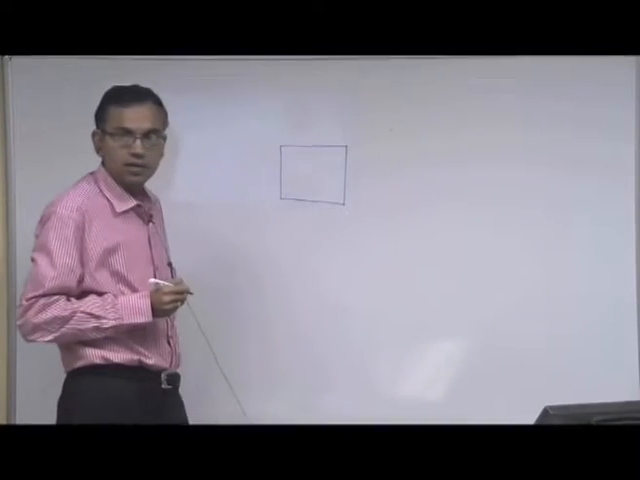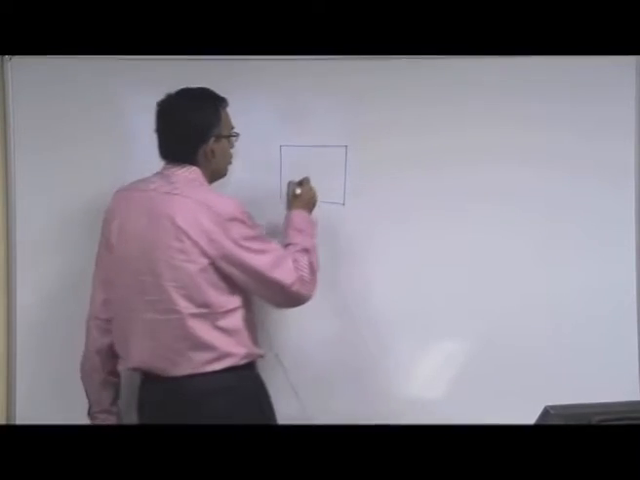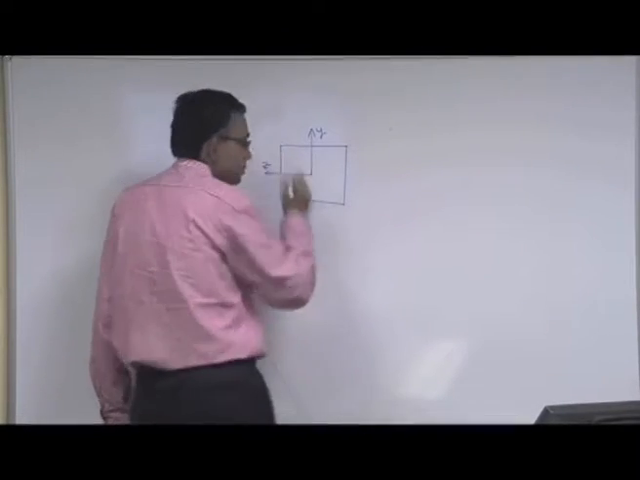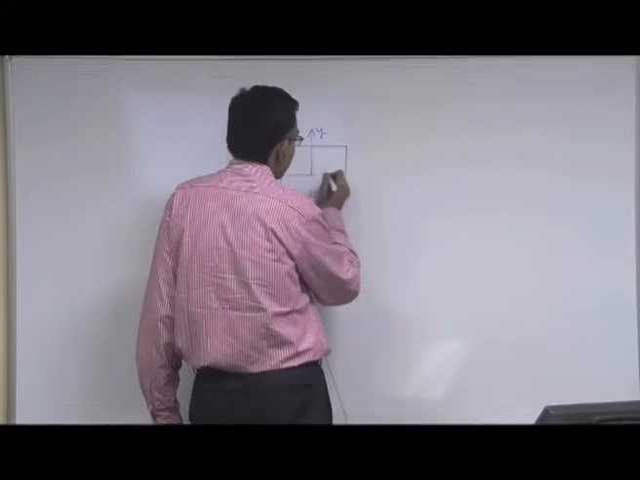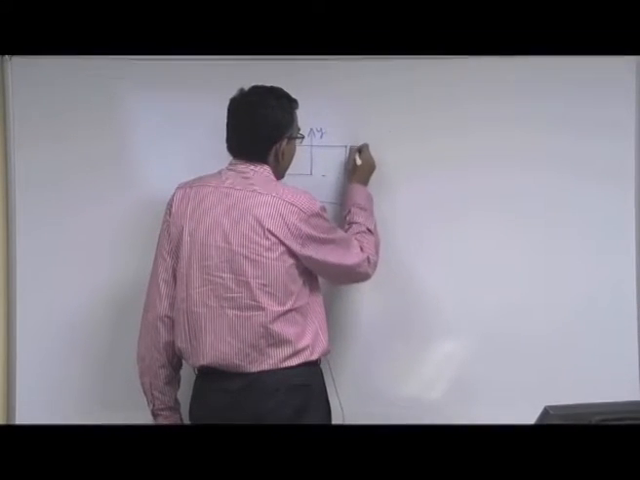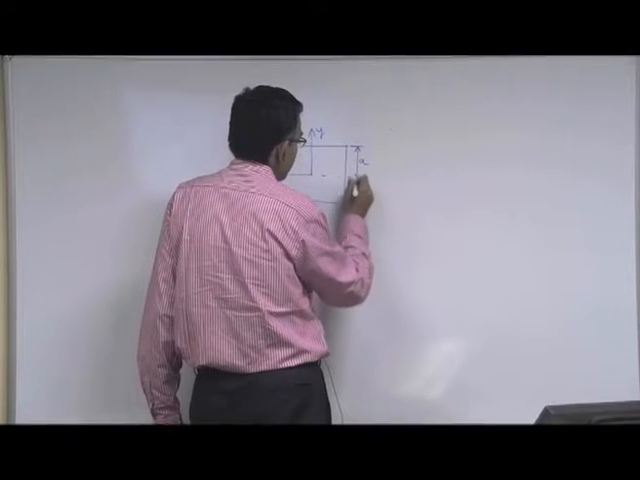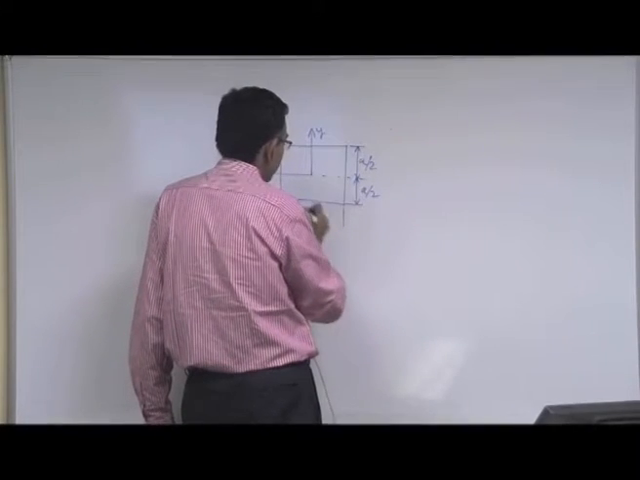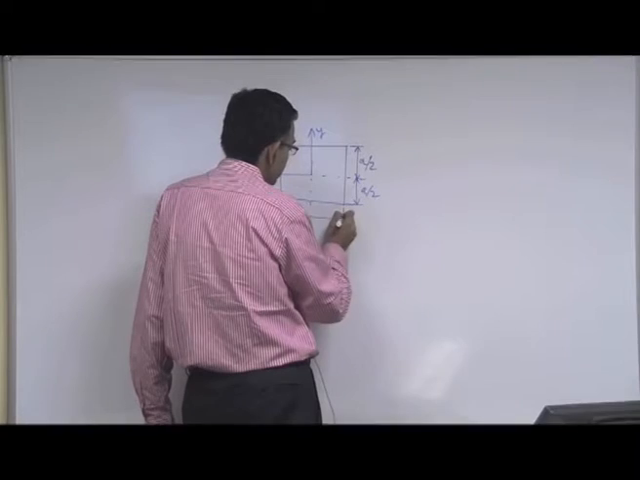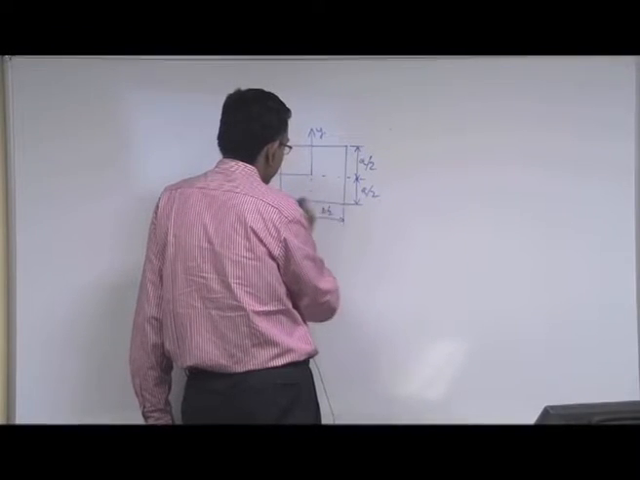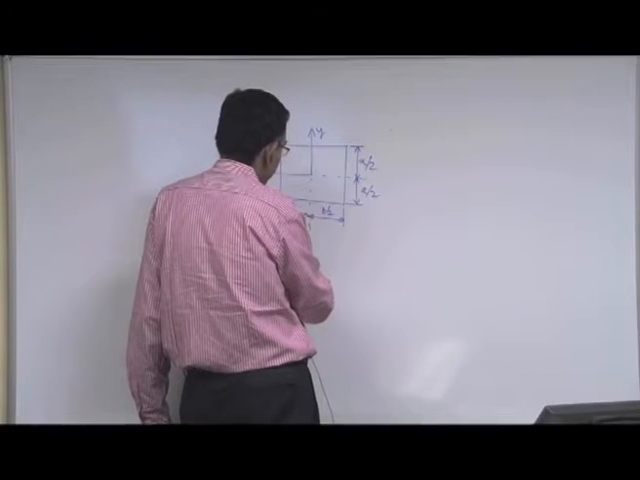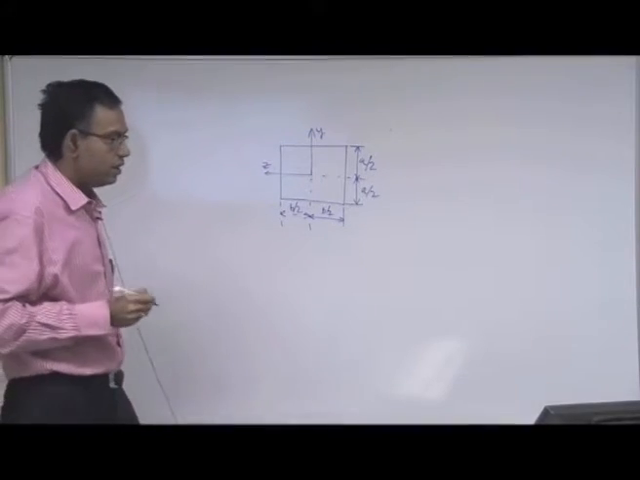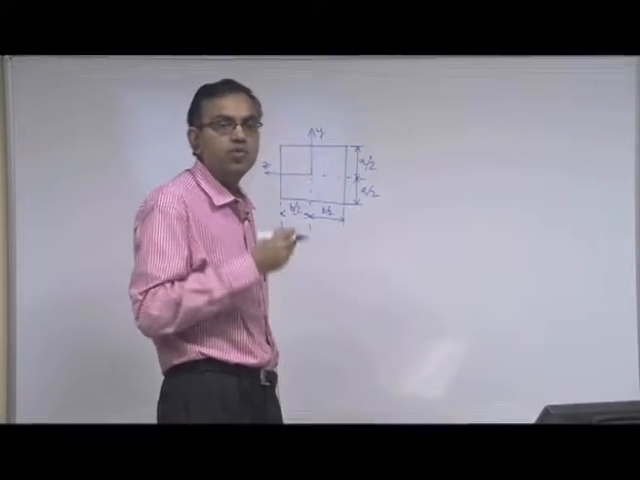this is the cross section of the rectangular channel. We set up our y axis and z axis like this, and the dimensions of the faces are A and B. We basically split this problem into two problems.